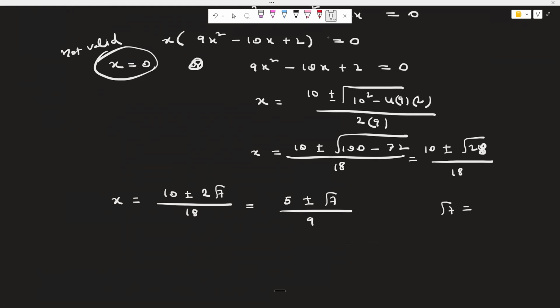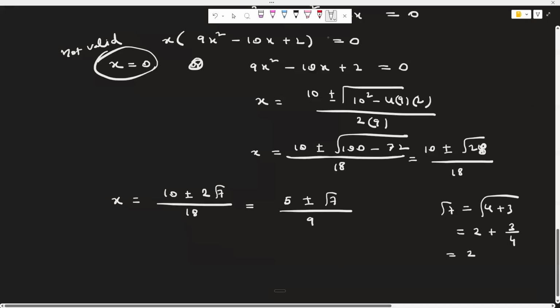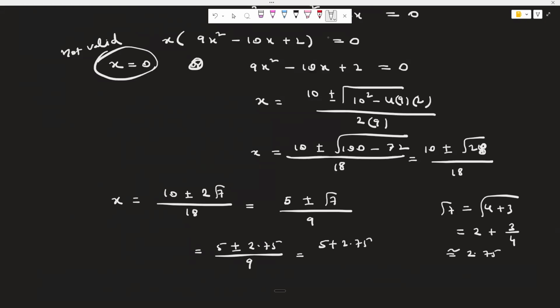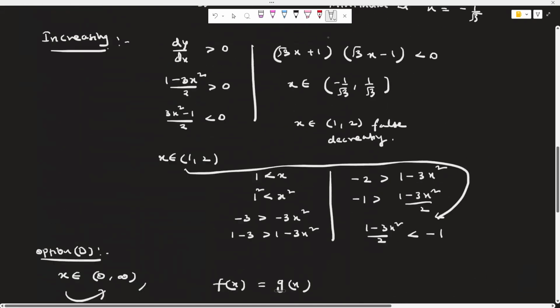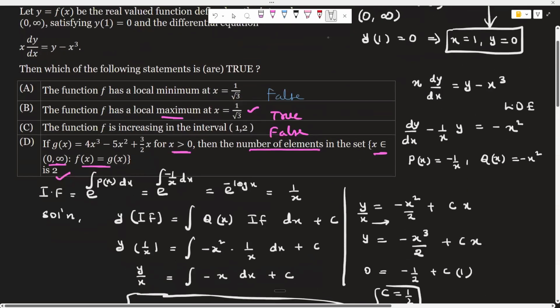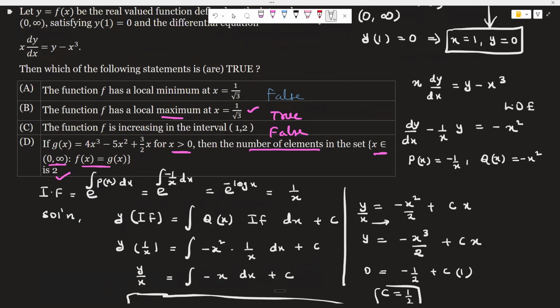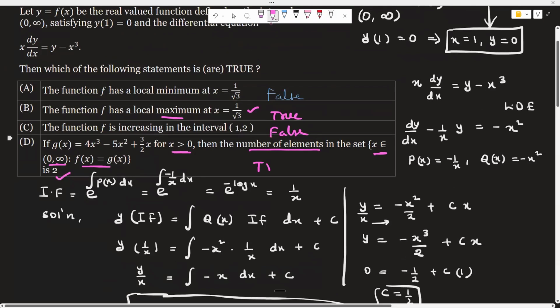So let us find out the root 7 value. We can write 4 plus 3 under root, so you can write about 2 and 3 upon 4, so 2.75 approximately. Therefore, 5 plus or minus 2.75 approximated value upon 9. It looks like both are positive. Either 5 plus 2.75 by 9 is a positive value, and also 5 minus 2.75 by 9 is also positive. So both are positive values. So this option is true, because it is claiming that both elements are in the set 0 to infinity, which itself means positive numbers.